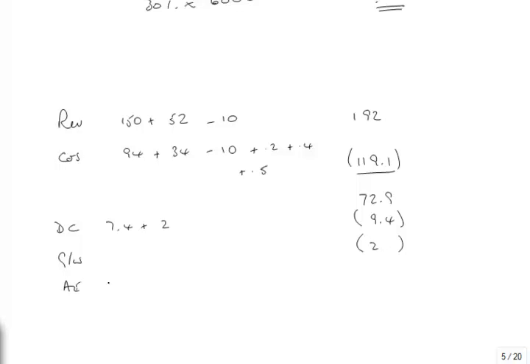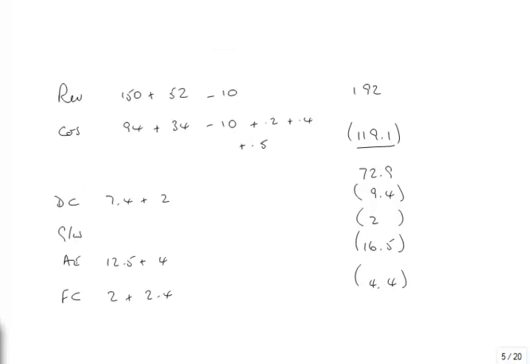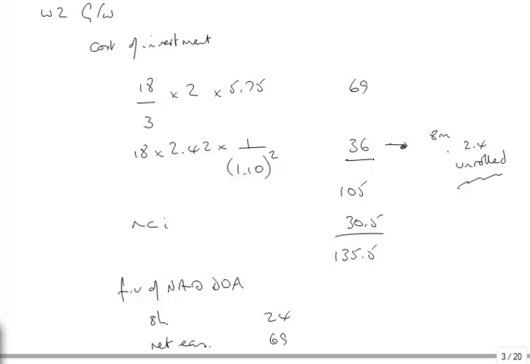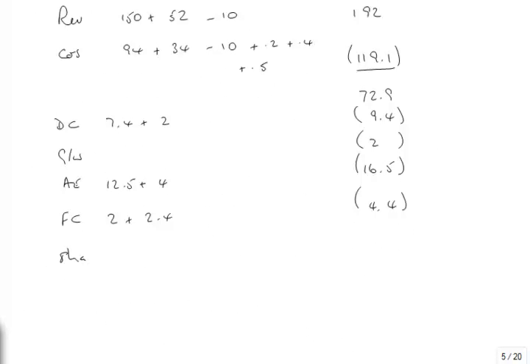Admin expenses is 12.5 and 2/3 of 6, which is 4, that's 16.5. I've got some finance costs of 2 plus 2.4, 4.4. I've got share of the associate, which is 30% of 6. I've already done that. It's in working 5B. That's 1.8.